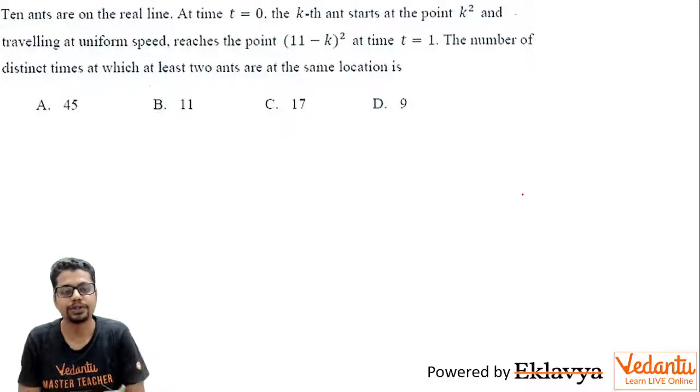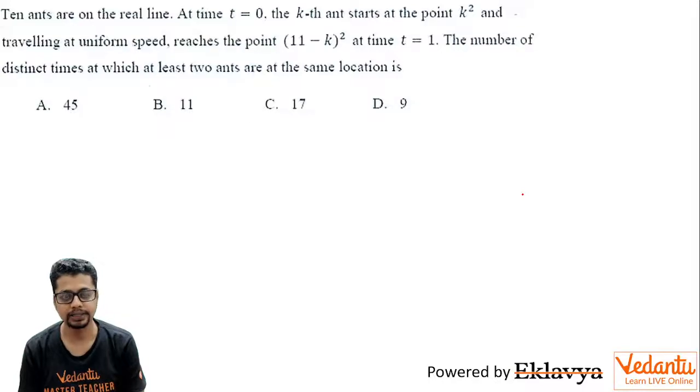Hi everyone, the question is: 10 ends are on the real line, that means the real number line. At time t equal to 0, the kth end starts at the point k square and travels at uniform speed, that means constant speed, and reaches the point (11 minus k) whole square at time t equal to 1. The number of distinct times at which at least two ends are at the same location is.